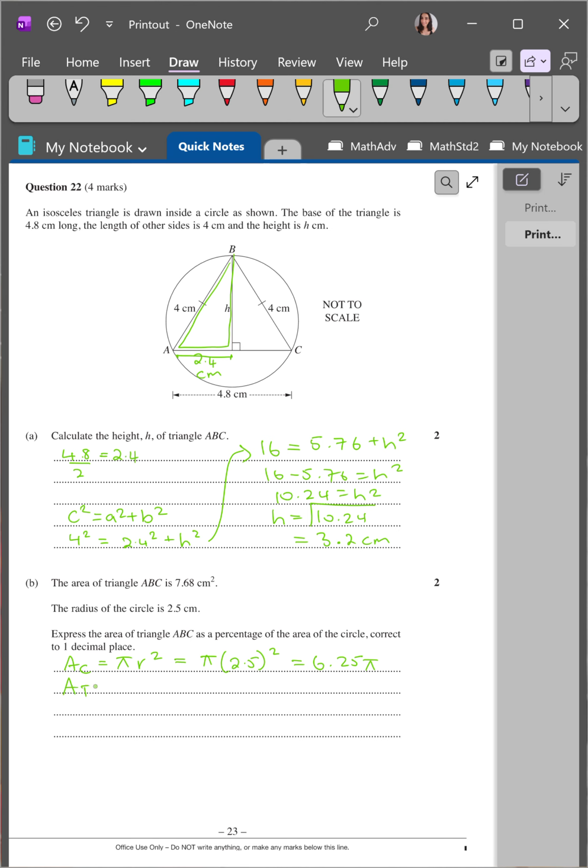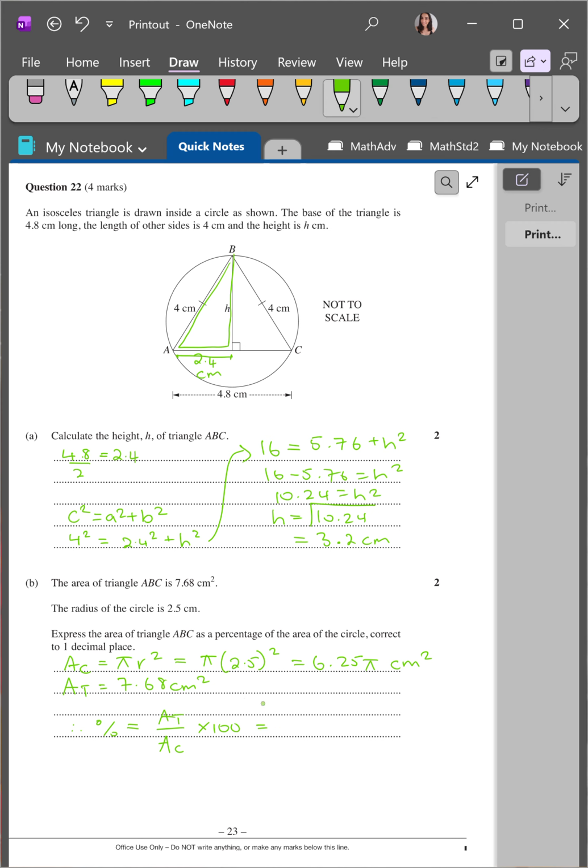Now the area of the triangle that was given, that's 7.68 centimeters squared. So this is also centimeters squared. Now if we want the percentage, because it says express the area of the triangle as a percentage of the area of the circle, what percentage of the circle does the triangle take up? So the triangle is going to be the smaller value. So the area of the triangle is going to be on the numerator over the area of the circle. And to turn that into a percentage, we times that by 100.